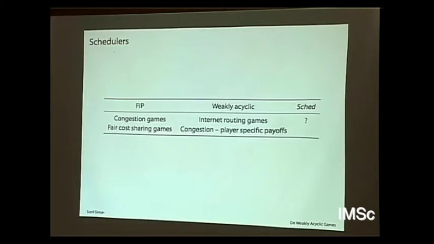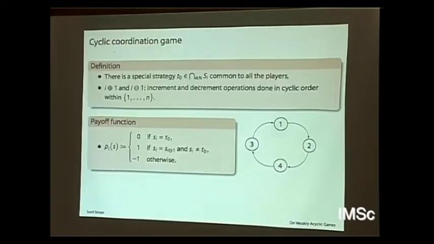For this, we look at what are called cyclic coordination games. These are essentially coordination games, but you have a graph structure on it. So how does this work? First you assume that there is a special strategy T0, which is common for all the players. This is something like a null strategy. And this notation just means you are doing increment and decrement mod n. N is the number of players here.